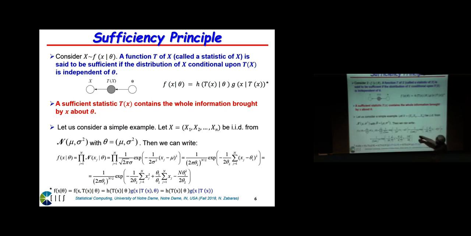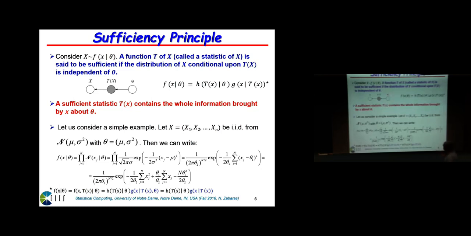And according to the sufficiency principle, the conditional distribution of x given t of x is independent of theta. So really this g distribution, the way you see it there, is equal to that. And this is what you see there. Okay? What I want you to remember basically here is that the dependence on theta comes only through t of x. And we call t of x the sufficient statistics, okay?